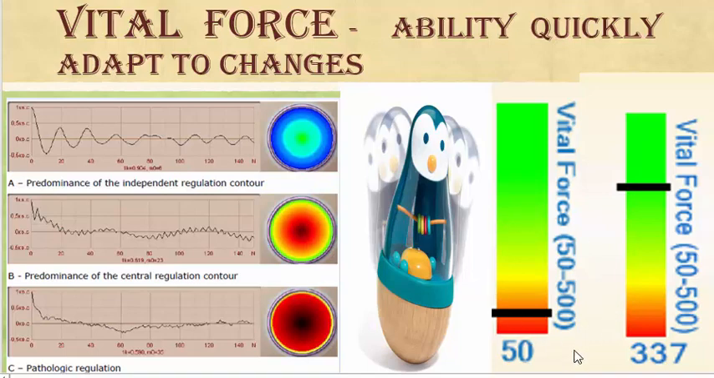The Vital Force is represented by the numbers over here, and it shows how much capacity we have to move from one stage to another. Basically, it's the interaction between the sympathetic and parasympathetic nervous system, and between the anabolic and catabolic stage. It shows how quickly the body can adapt to changes.